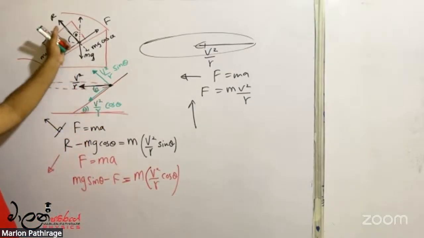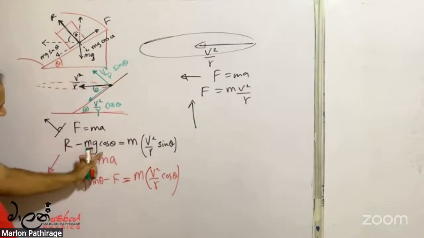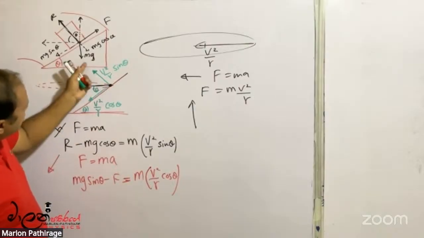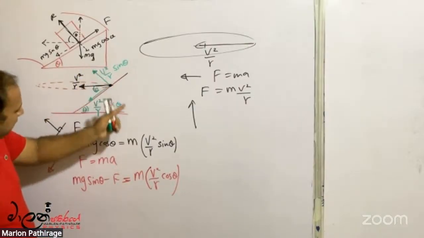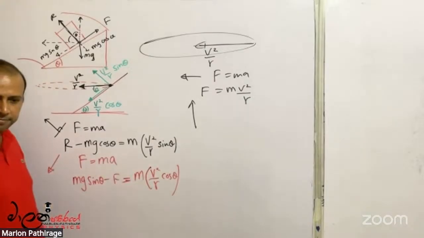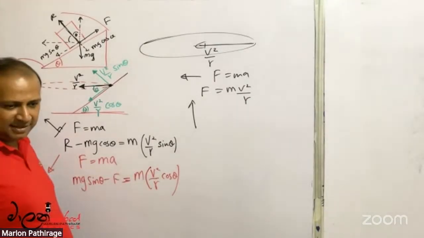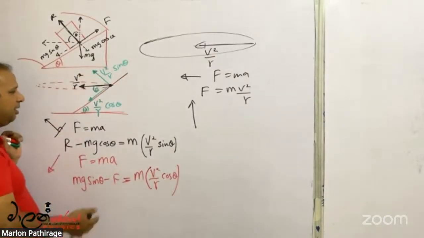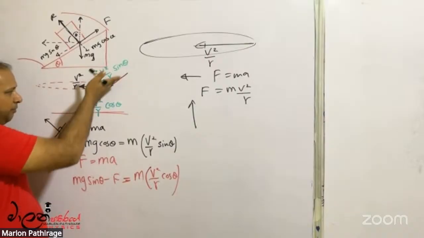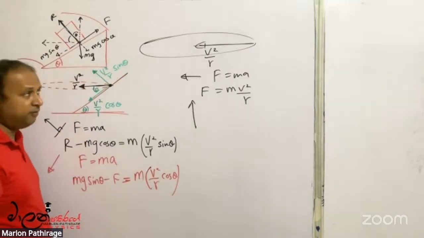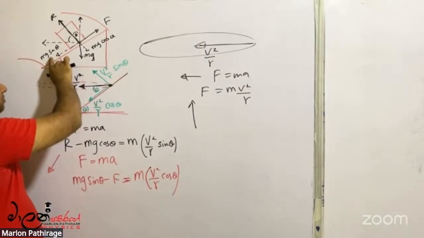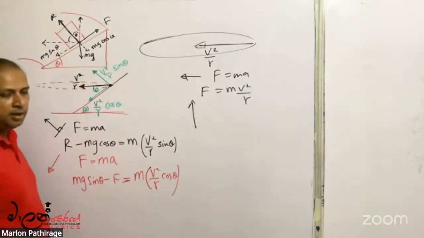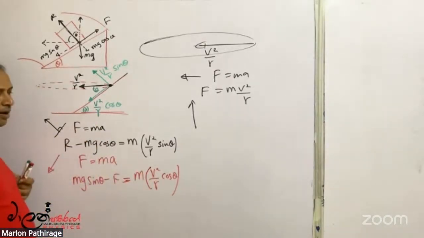So R minus mg cos theta is equal to m times the acceleration component into this direction, that is v squared over r sin theta. And next, we can apply the downward direction or the upward direction. If I apply F equal ma along the plane into the downward direction, here the force is mg sin theta minus f is equal to mv squared over r cos theta.